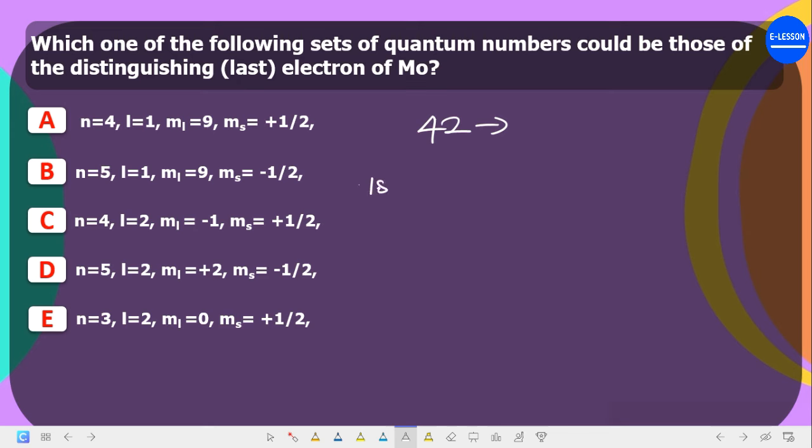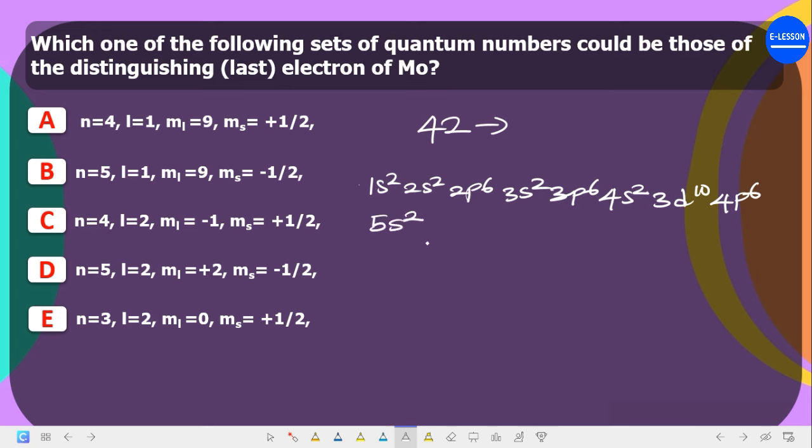It will be 1s², 2s², 2p⁶, 3s², 3p⁶, 4s², 3d¹⁰. These are many now. This is 10, 20, 30. After 3d¹⁰ is 4p⁶. After 4p⁶, what are you supposed to have? 5s².